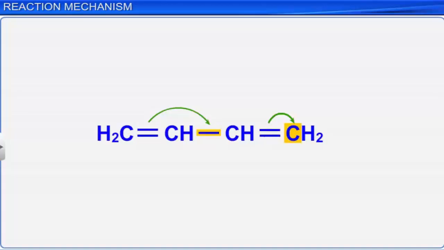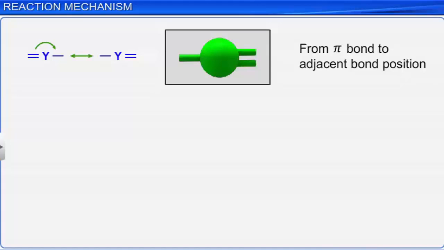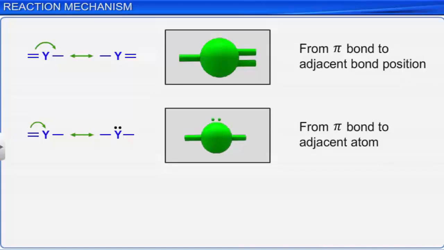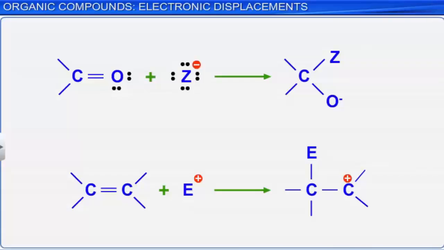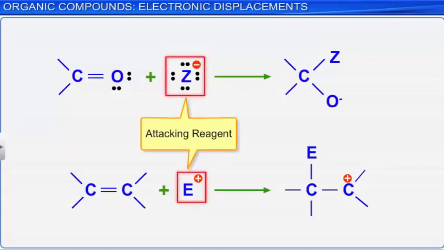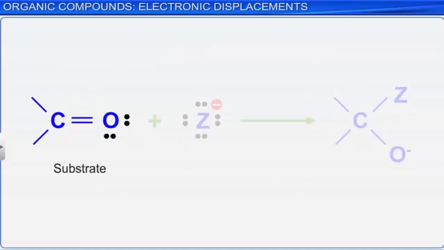For example, electron flow from a pi bond to the adjacent bond position, or from a pi bond to the adjacent atom, or from an atom to the adjacent bond position may be represented as follows. You have already learned that most of the attacking reagents carry either a positive or a negative charge. Hence, for a reaction to take place on the substrate, it must possess oppositely charged centers. This is made possible by the partial or complete displacement of the bonding electrons.